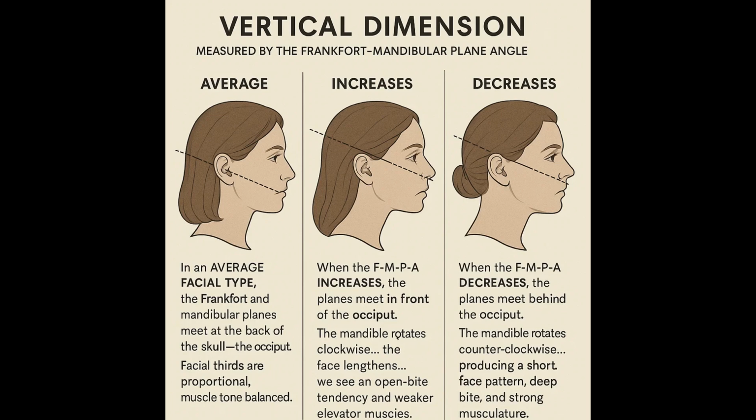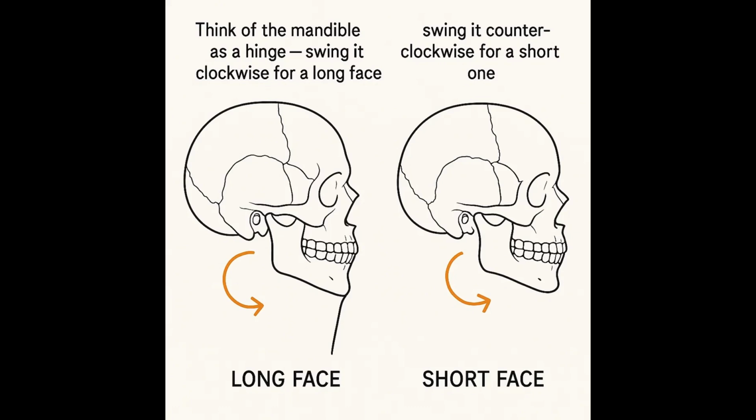When the FMPA increases, the planes meet in front of the occiput. The mandible rotates clockwise, the face lengthens, we see an open bite tendency and weaker elevator muscles. When the FMPA decreases, the planes meet behind the occiput. The mandible rotates counterclockwise, producing a short face pattern, deep bite, and strong musculature. Think of the mandible as a hinge. Swing it clockwise for a long face, counterclockwise for a short one.